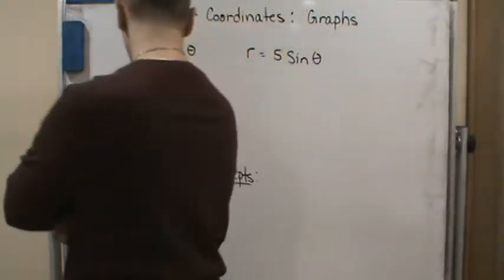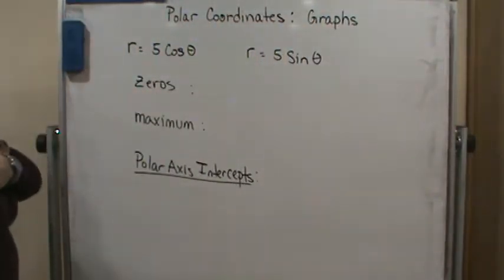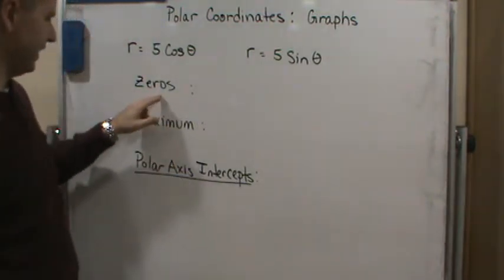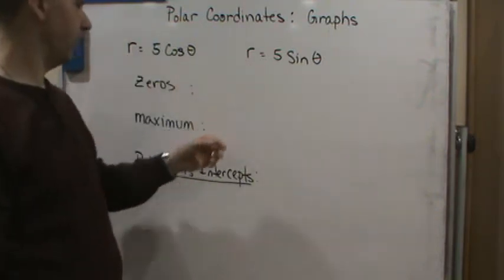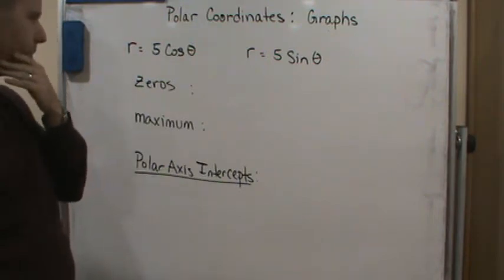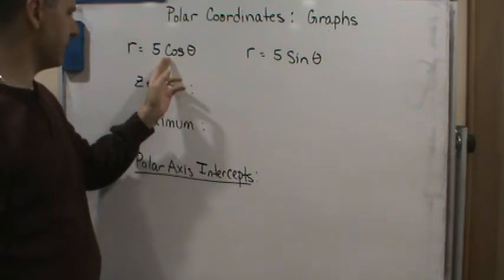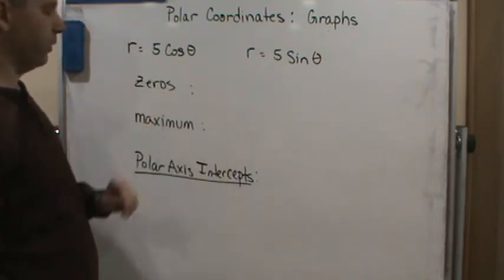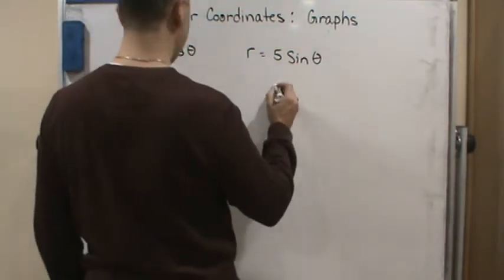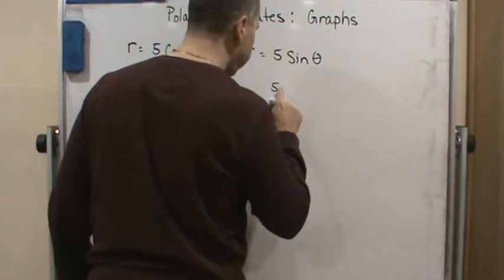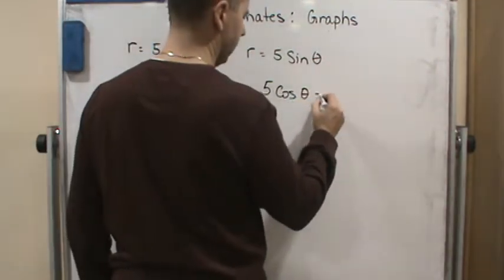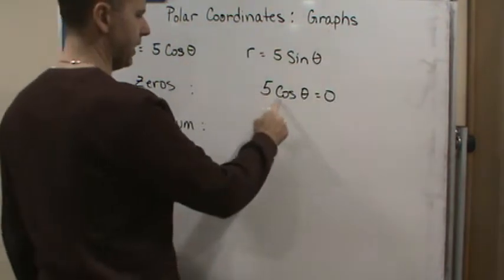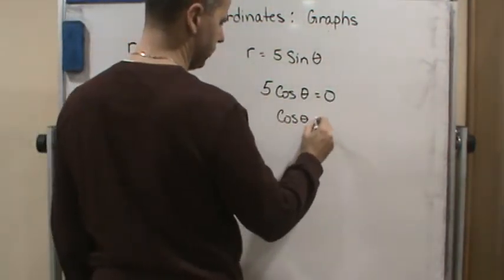One of the things we can look for are the zeros. Just like in the Cartesian plane, we can find the zeros of the equation by setting the equation equal to 0 and finding the corresponding values of theta. That would be equivalent to setting r equal to 0 and then solving for theta. For example, in this case, 5 cosine theta is equal to 0. If we divide both sides by 5, we get cosine theta equal to 0.